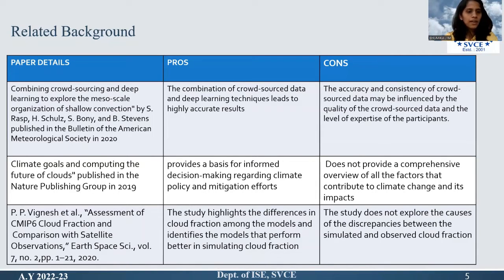The sixth paper in this literature survey is assessment of CMIP6 cloud fraction and comparison with satellite observations. The pro of this paper is that the study highlights the differences in cloud fraction among the models and identifies the models that perform better in simulating cloud fraction. The con of this paper is that the study does not explain the causes of the discrepancies between the simulated and observed cloud fractions.